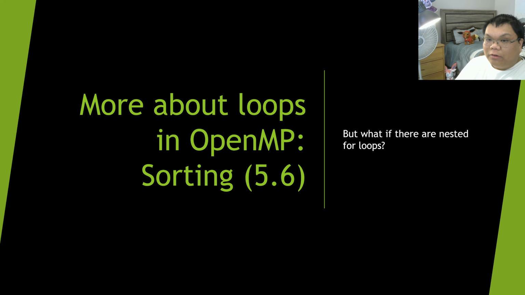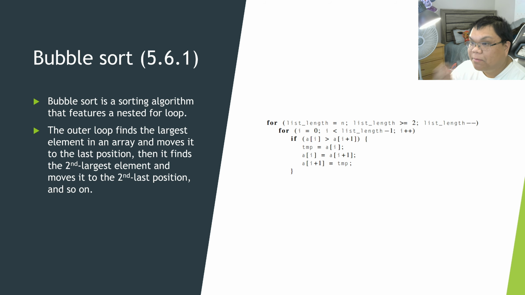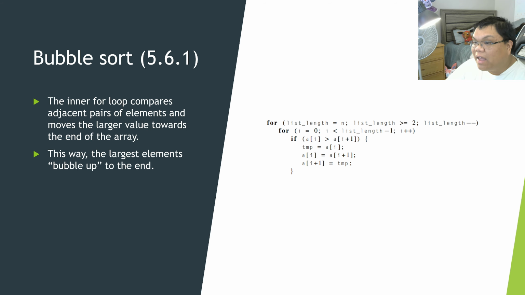What if we have nested for loops? So bubble sort is another sorting algorithm that features a nested for loop. The outer for loop finds the largest element in an array and moves it to the last position. Then it finds the second largest element in the array and moves it to the second last position, and so on. The net effect is that the largest elements bubble up to the top. If you go to YouTube and look up sorting algorithm visualizations, you'll find all sorts of visualizations of all the different sorting algorithms out there.